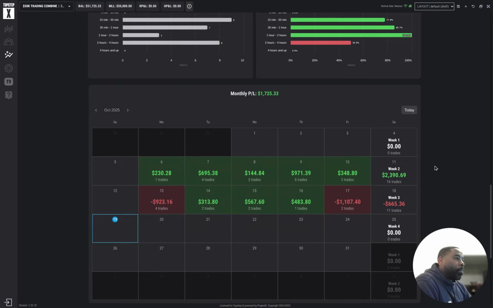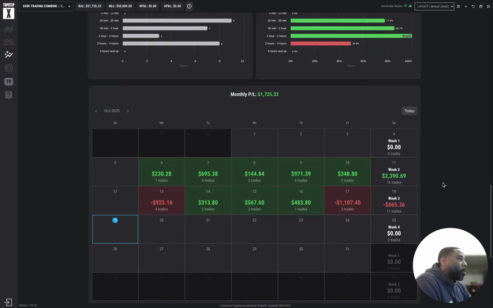And here's some of the results. Previous week we were at 2,300 positive. Last week we were at a negative 665. So I'm looking to have another positive week. This week is currently Sunday night. I'll be doing my market structure here in a few to see what our bias will be for tomorrow. Majority of these trades last week were on the Aussie dollar.